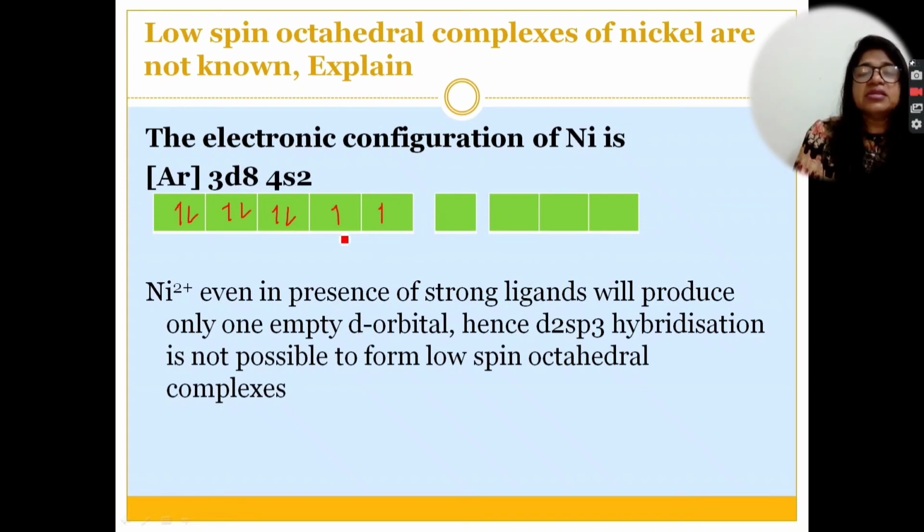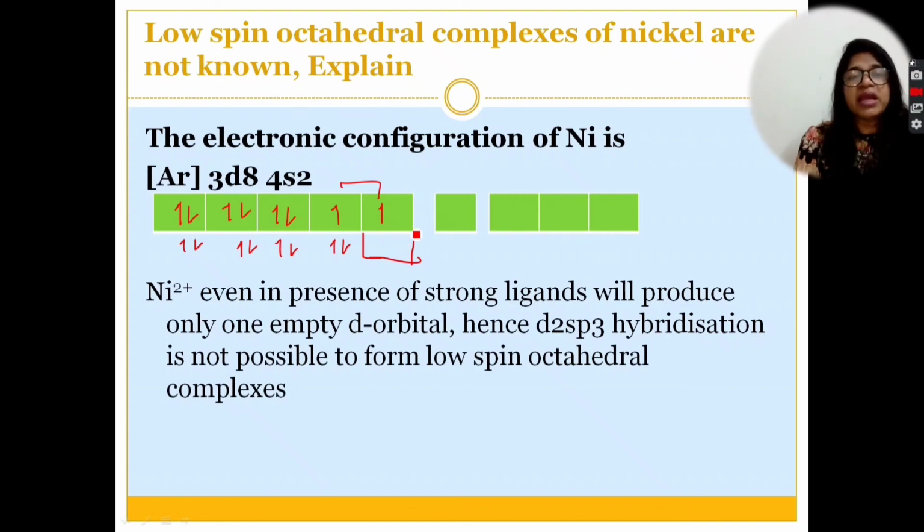Let me arrange these 8 electrons. Now if the ligand is strong, then these two will pair. When these two pair, there will be one empty d orbital here. This one empty d orbital cannot undergo d2sp3 hybridization. Now the spin will be low, right? Because all are paired. But d2sp3 hybridization is not possible. So that is why low spin octahedral complexes of nickel are not known.